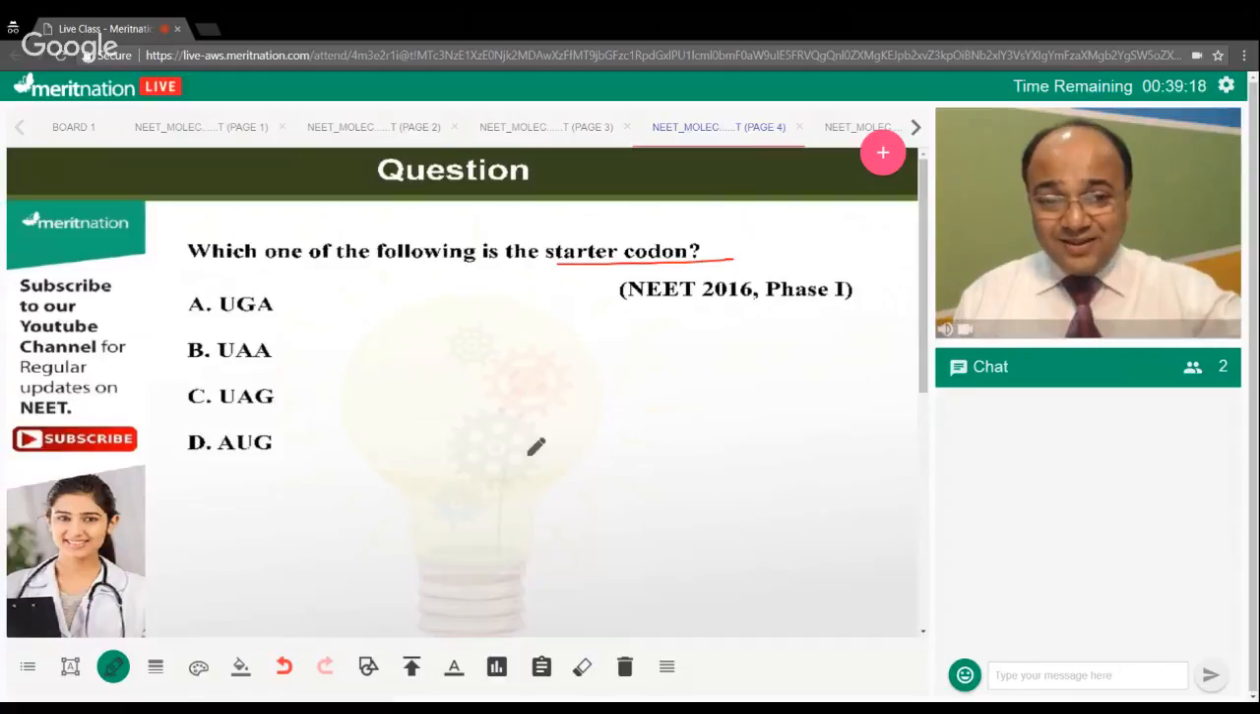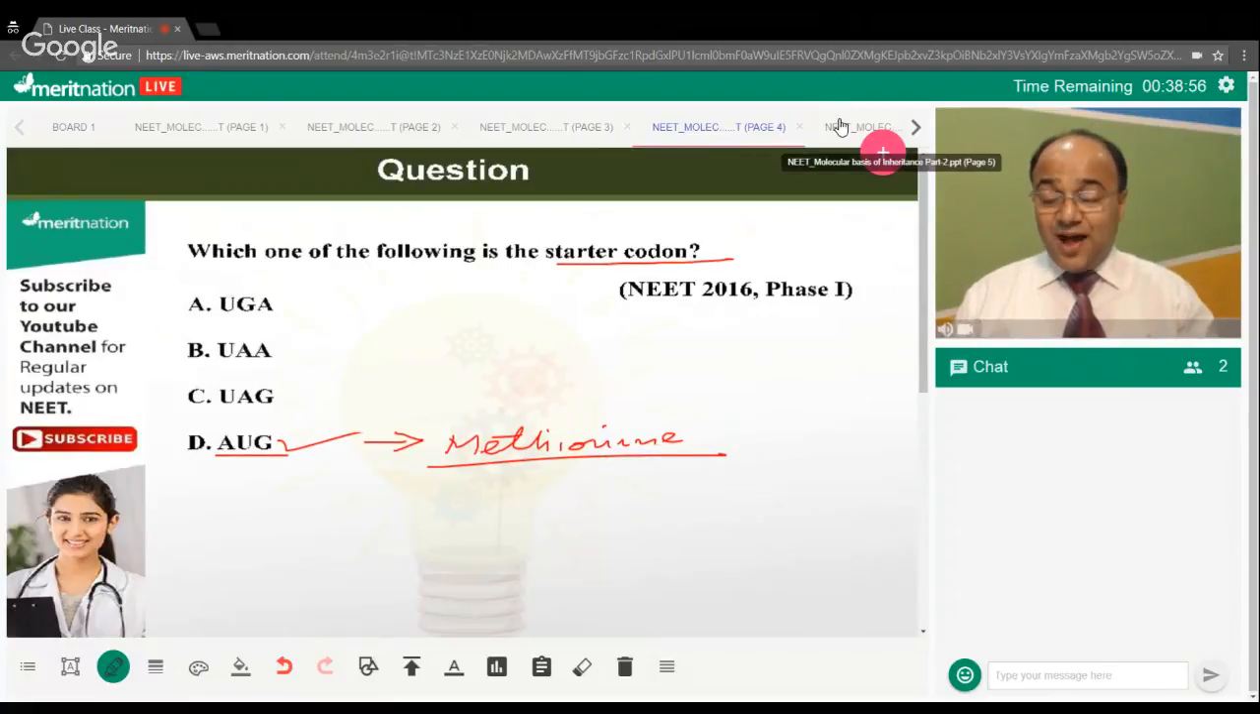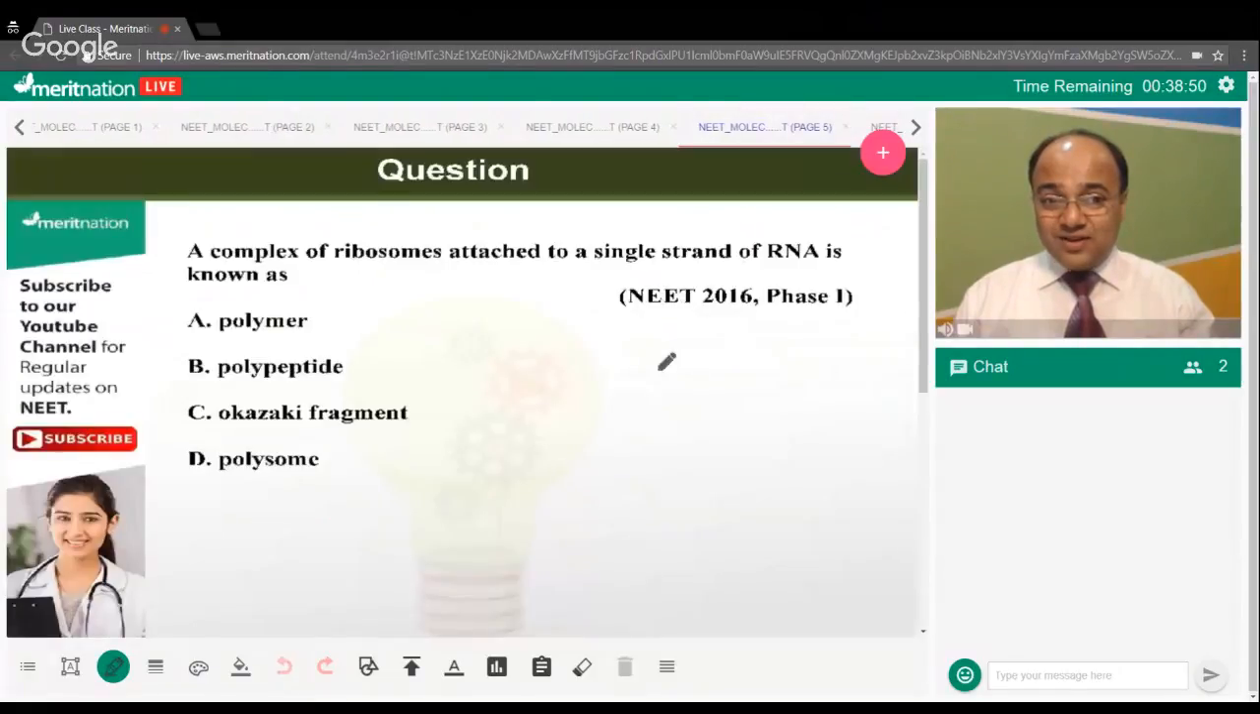All right. Everyone knows the answer to this one. There is only one AUG, which acts as a start codon as well as it codes for the amino acid methionine. Right. So it serves the dual purpose. I hope that is pretty much clear to all of us. Let's move ahead, Akanksha.